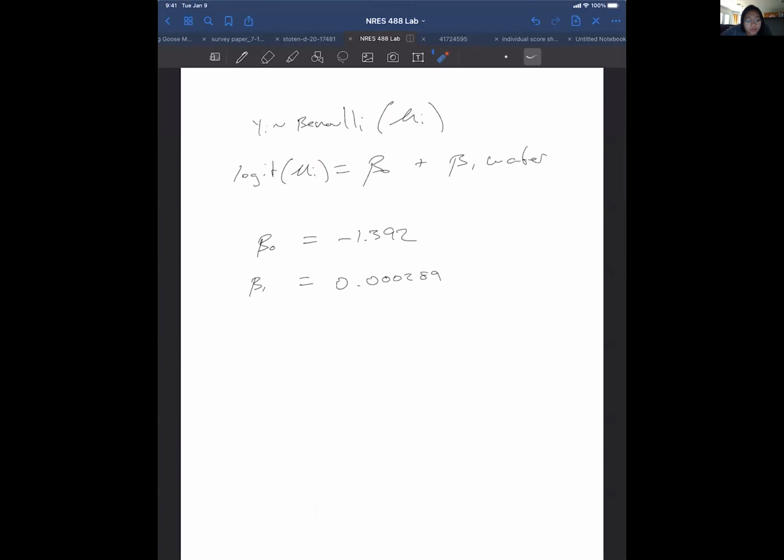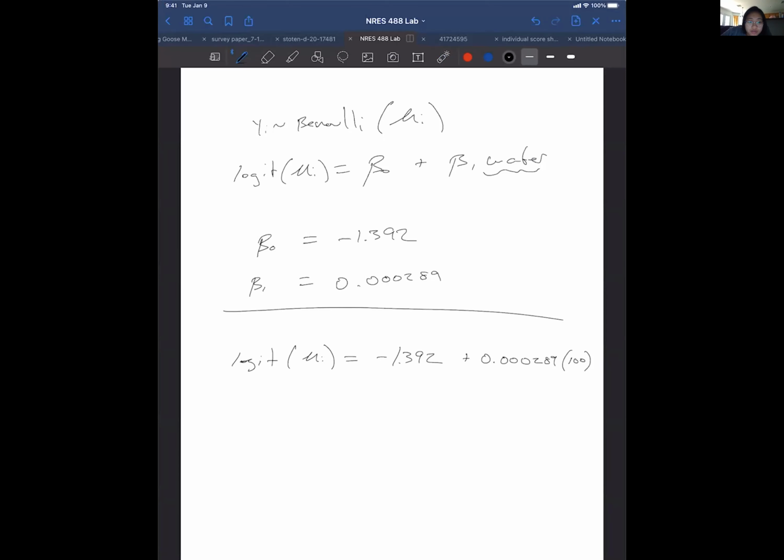Okay. And it says, choose specific values of your covariate. So your covariate is this distance to water. So let's say we're interested in the probability of an owl using a site that is 100 meters away from water. So we go through and we say, the logit of mu i equals beta 0, which is negative 1.392, plus 0.000289 times water, and we're going to put in 100 there.